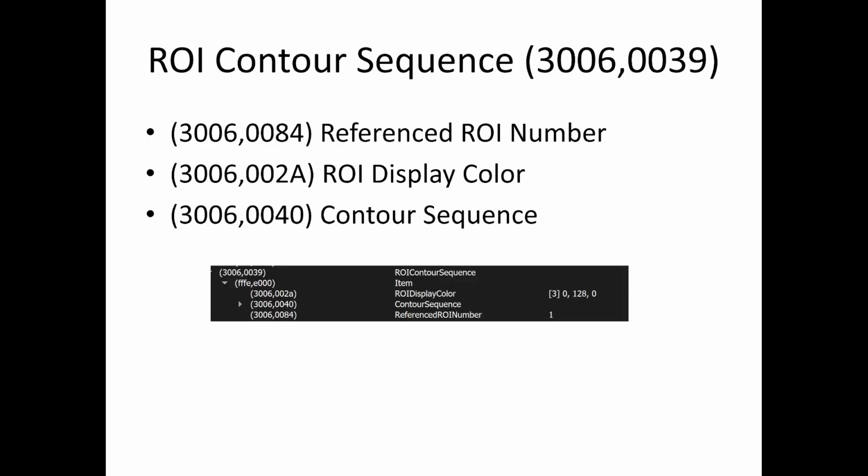Next, the ROI contour sequence. This is stored in 3006,0039. And again, under this tag, each item represents one ROI, and they are all linked together by the ROI number.